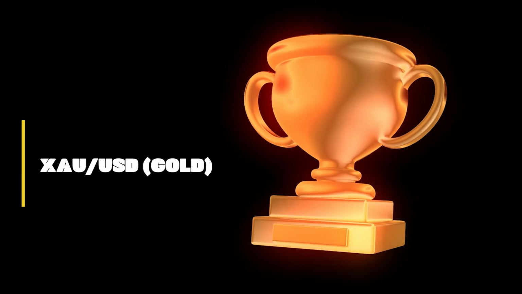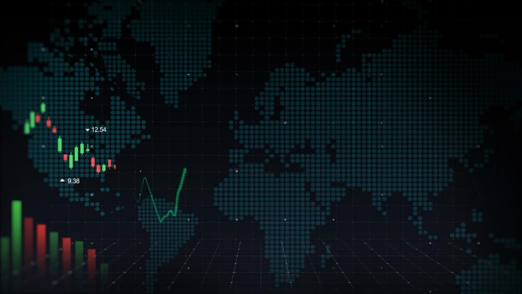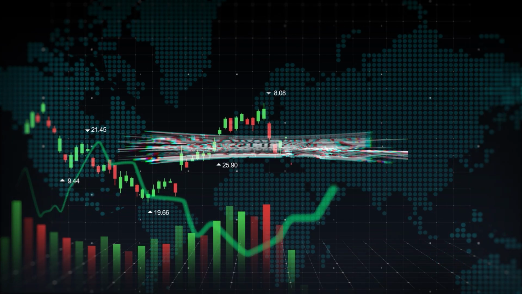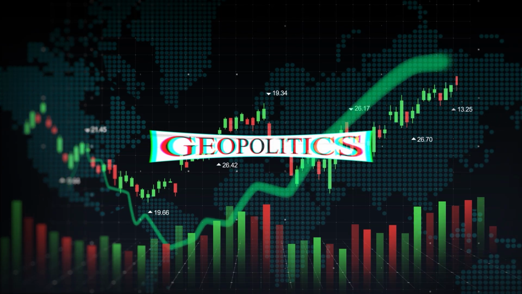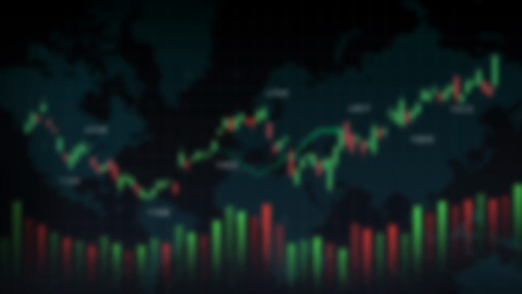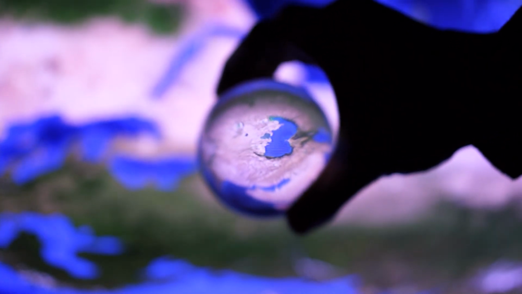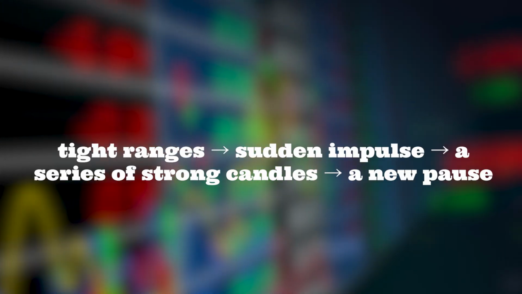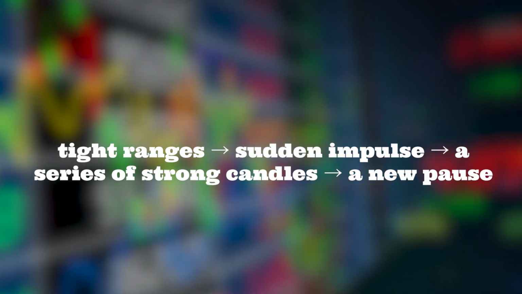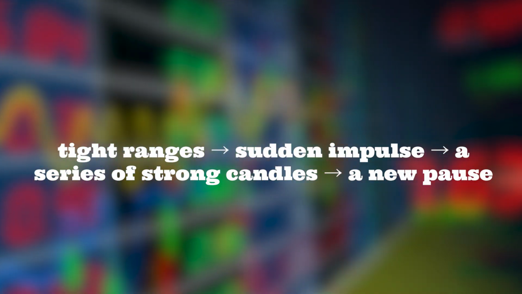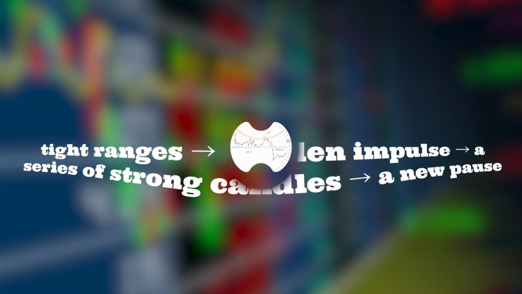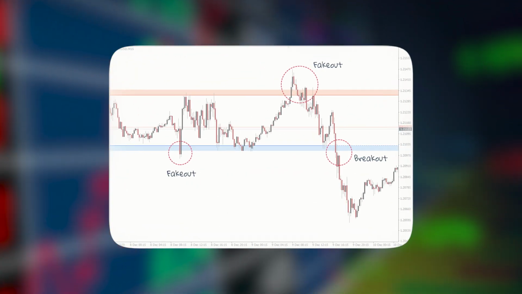XAU USD. Gold is its own universe. It's an instrument that almost always reacts to global events. Tension, geopolitics, inflation reports, Fed decisions. But during the day, gold lives by its own rules. It has clear rhythm, tight ranges, sudden impulse, a series of strong candles, a new pause. You see, gold loves false breakouts.